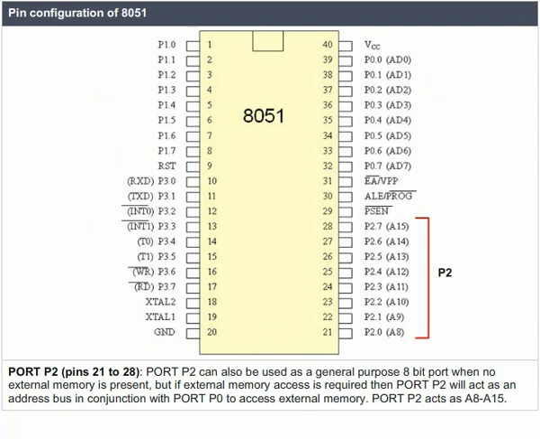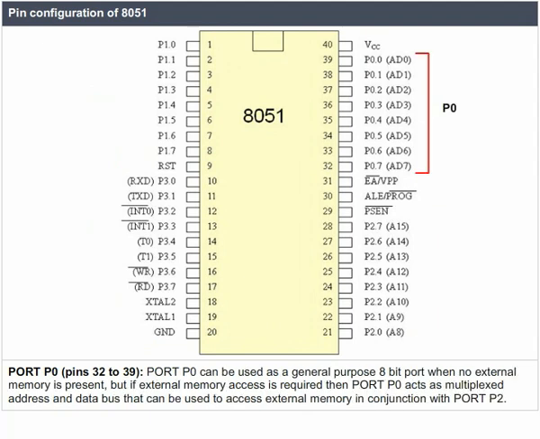Port P2, pins 21 to 28. Port P2 can also be used as a general purpose 8-bit port when no external memory is present. But if external memory access is required, then port P2 will act as an address bus in conjunction with port P0 to access external memory. Port P2 acts as A8 to A15.